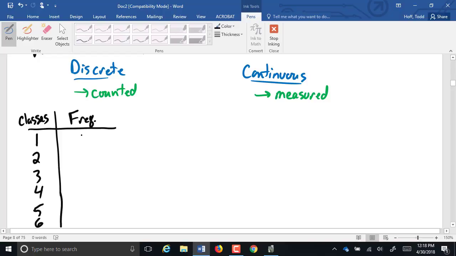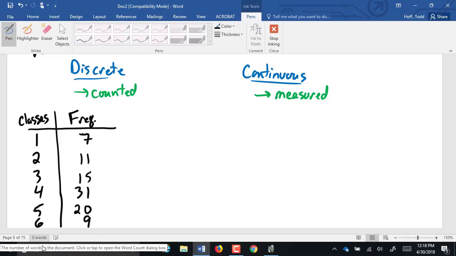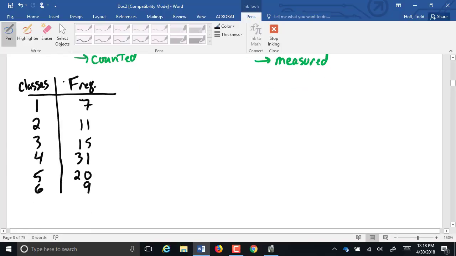Say that of those we surveyed, there were 7 people that had 1 class, 11 people with 2, 15 with 3, 31 with 4, 20 with 5, and 9 that took 6 classes. So there is our frequency table, and we can go ahead and make a bar graph off of that. 1, 2, 3, and so on, and make those bars.